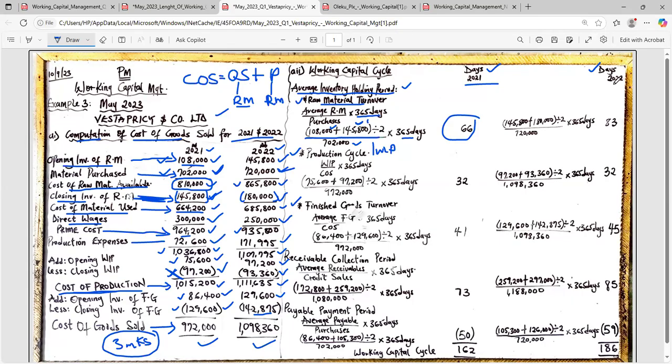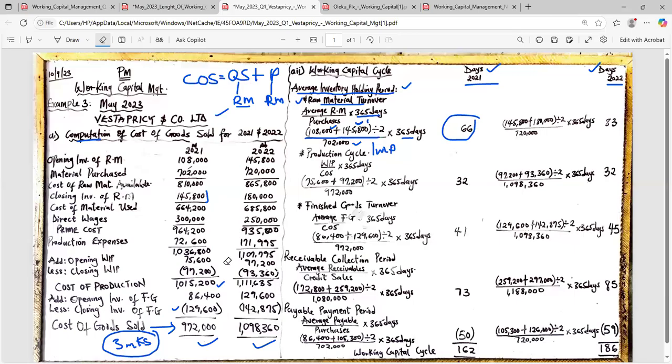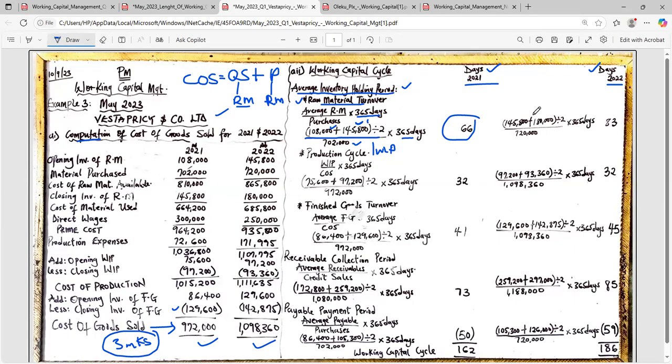Now, let us look at 2022. What is the opening stock of raw material for 2022? It's clear. Let me clean this so you see it. Okay, so it looks clean. Perfect. Now, what is the opening stock of raw material for 2022? Just come here. 2022 figure raw material. Look at it.